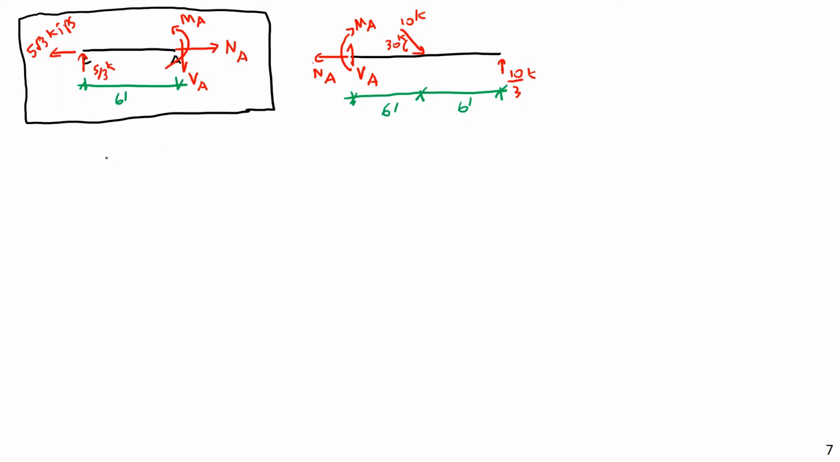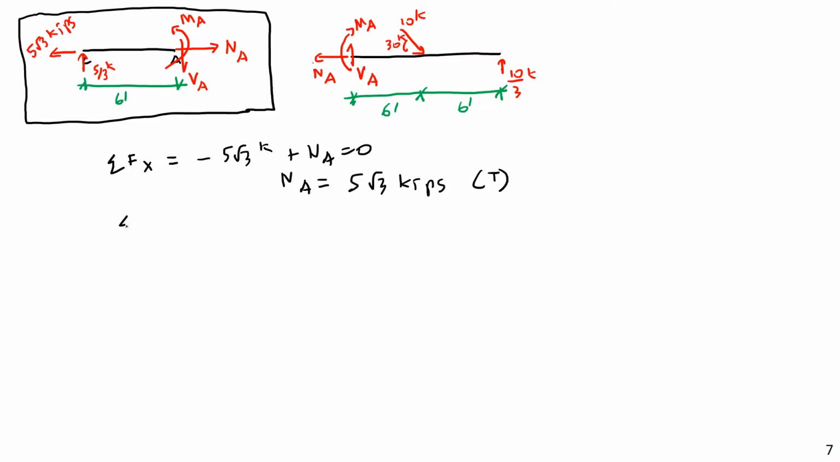So the first thing I can do is a summation of forces in the x direction, and I will have negative 5 root 3 kips, of course, plus NA is equal to 0. And therefore, I get that NA is equal to 5 root 3 kips. And it's positive, so this is actually in tension. So we basically assumed right in this case.